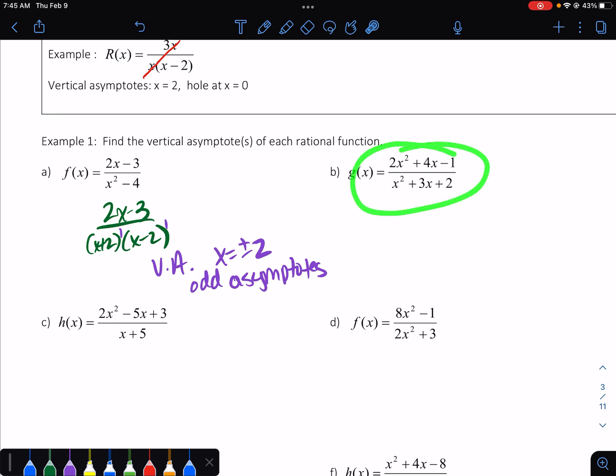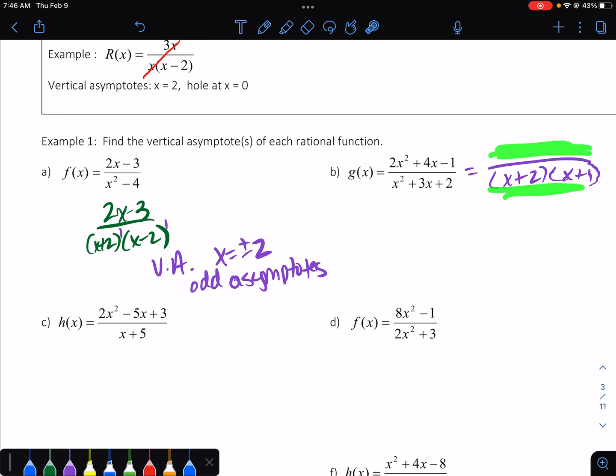Okay, so if we look at this one, if I factor the denominator, I'm multiplying to 2 but adding to 3, so 2 and 1. On the top, we're multiplying to negative 2 because I do c times a, but adding to 4, which is not factorable, which means I would have to do the quadratic formula, so it's not going to be a rational number. So I know that there's nothing on top that's going to match anything on bottom. So then we know that our vertical asymptotes are at x equals negative 2 and x equals negative 1. Both of them come from an odd power, so they're going to be odd asymptotes.